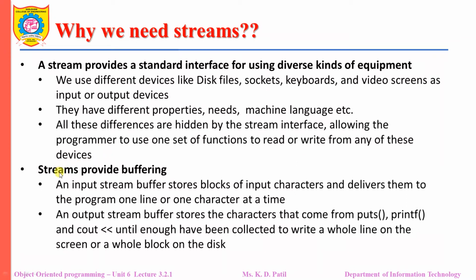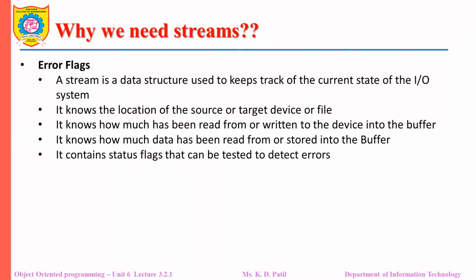The second is that streams provide buffering. An input stream buffer stores a block of input characters and delivers them to the program one line or one character at a time, whereas the output stream buffer stores the characters that come from the puts, printf, or cout statement until enough have been collected to write a whole line on the screen or a whole block on the disk. The third is error flags.